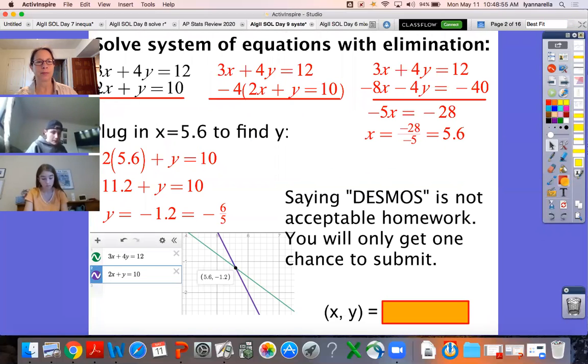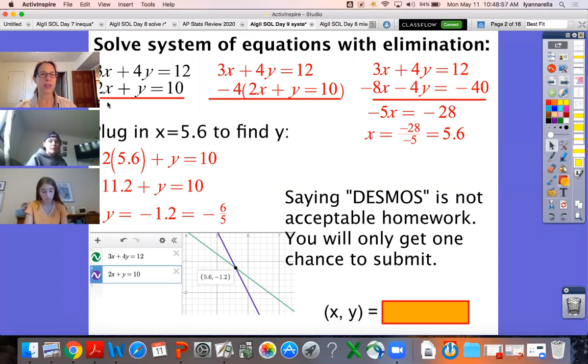So to solve this system of equations with elimination, you guys remember we lined up the x's and the y's and the numbers when we did elimination and we drew a bar? Does that look familiar to you?